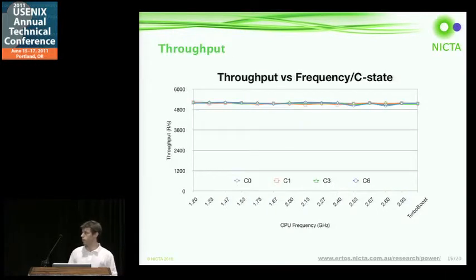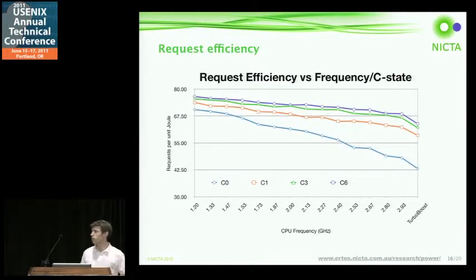How does it affect our throughput, though? Throughput's not affected for this load. So we can reduce the CPU's frequency, and our request efficiency in requests per joule is actually maximized if we use the deepest sleep state at the lowest frequency. So this is an underutilized system. Obviously, if it was utilized, then we may lose some throughput, but as Google showed, most of the time you spend your time underutilized.